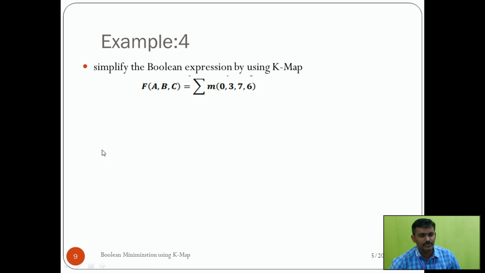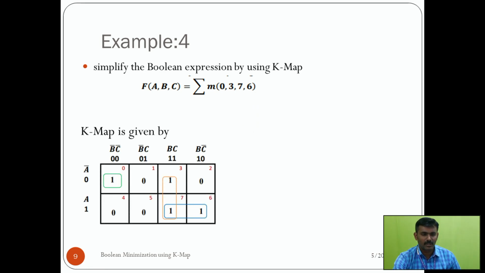So another example. Simplify the Boolean expression using K-map for the function f(a, b, c) = summation of minterms 0, 3, 7, 6. So in a 3 variable Karnaugh map, minterm 0, minterm 3, minterm 7, minterm 6 are the only ones present. So we are going to mark 1 for minterm 0, 3, 7 and 6. What about the remaining minterms? They are not in the list. Therefore, we mark them as 0.